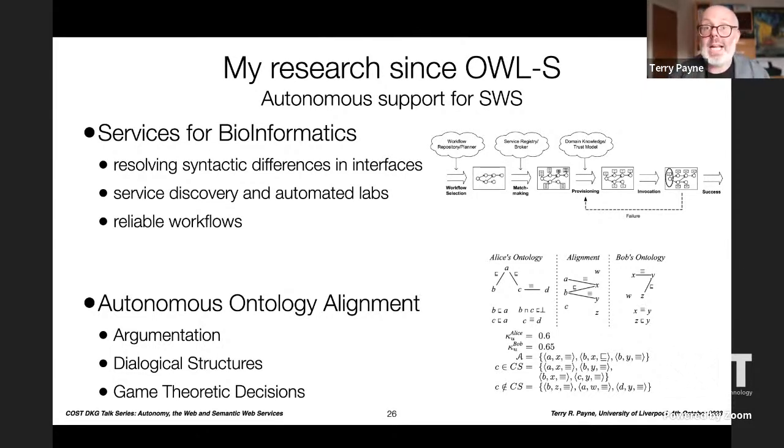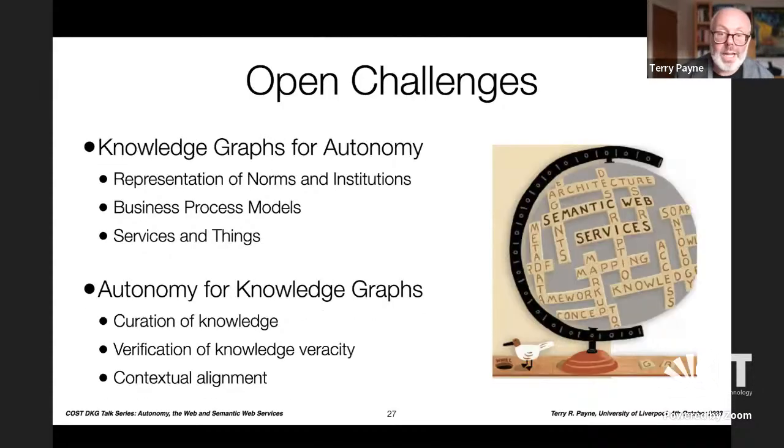The point is that alignments are an inherent part of the semantic web, as is the use of ontologies, but in picking the right one at the right time in an emerging and open environment, you need something more. You need support that isn't necessarily human-focused or human-driven, but is autonomous in that way. And that brings us on to the challenges that we still have today.